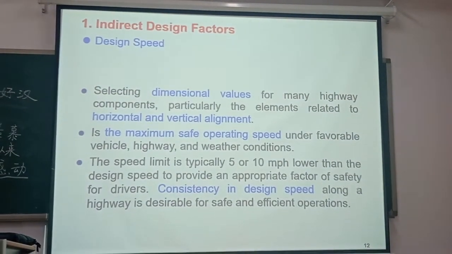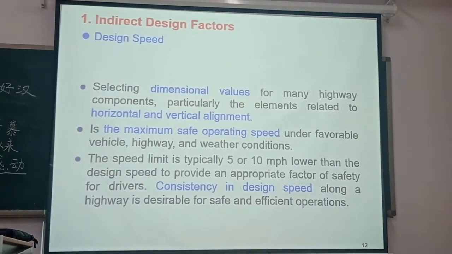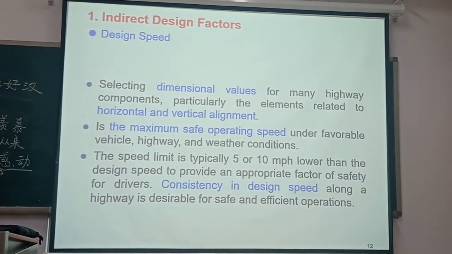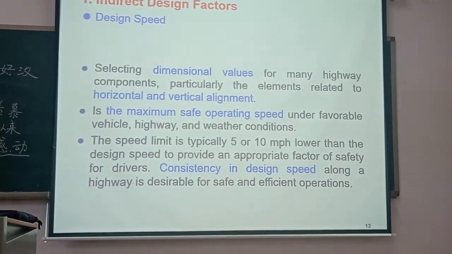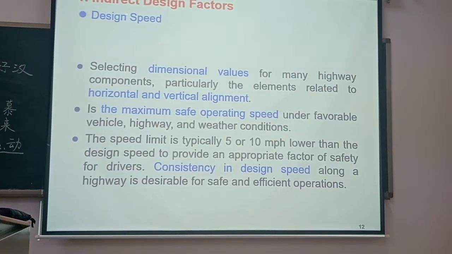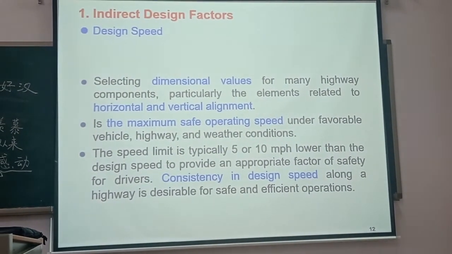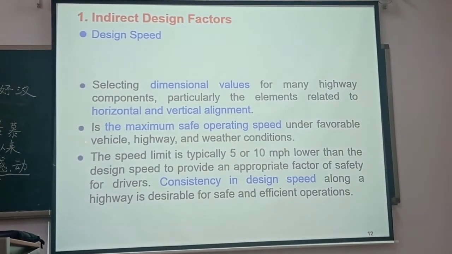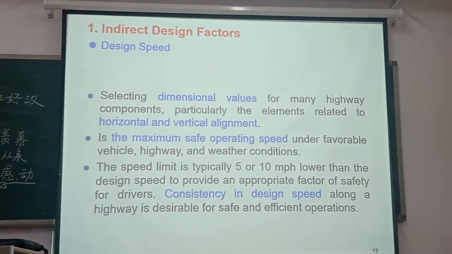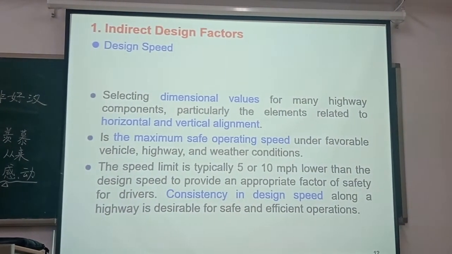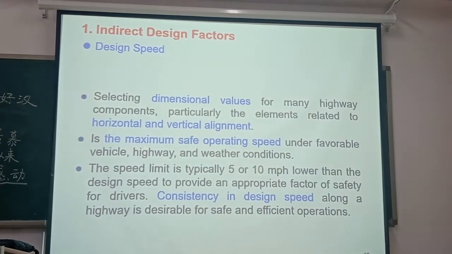Design speed is used in selecting dimensional values for many highway components, particularly the elements related to horizontal and vertical alignment. It is the maximum safe operating speed under favorable vehicle, highway, and weather conditions.